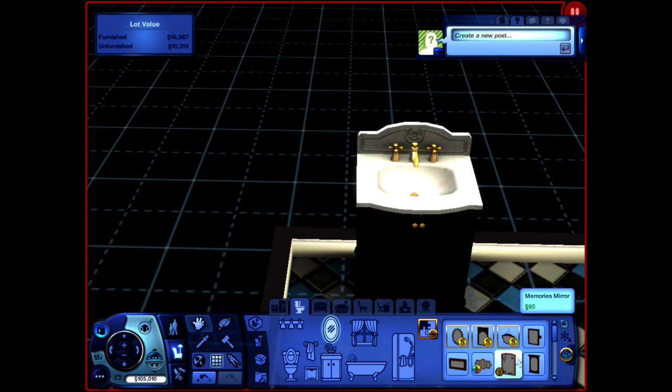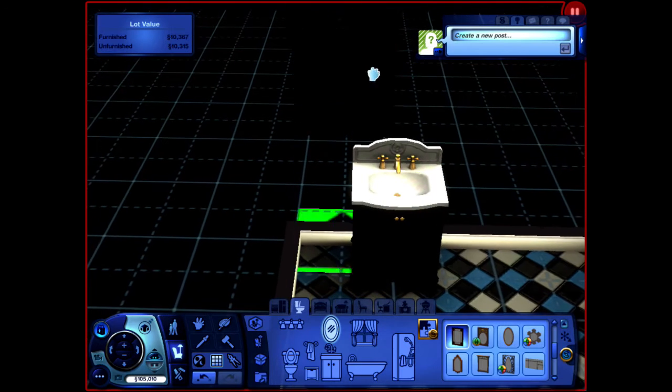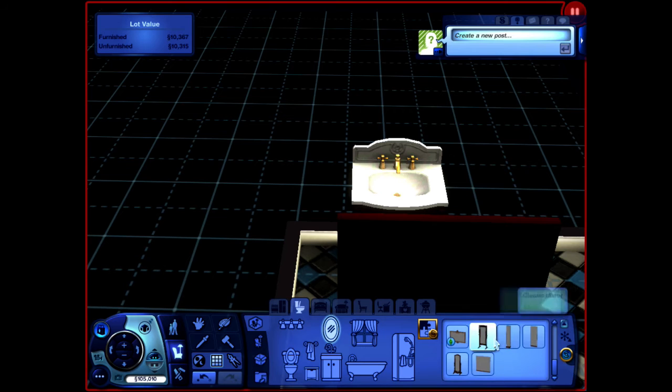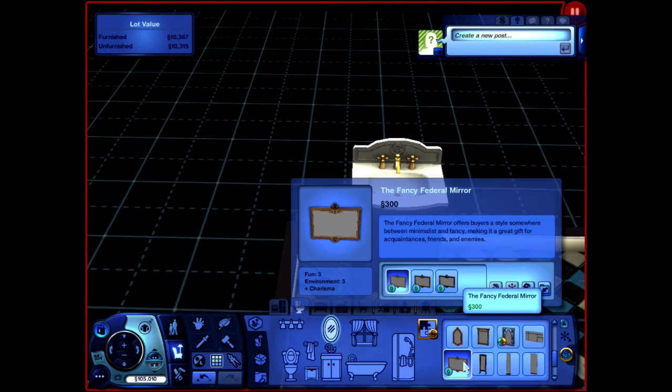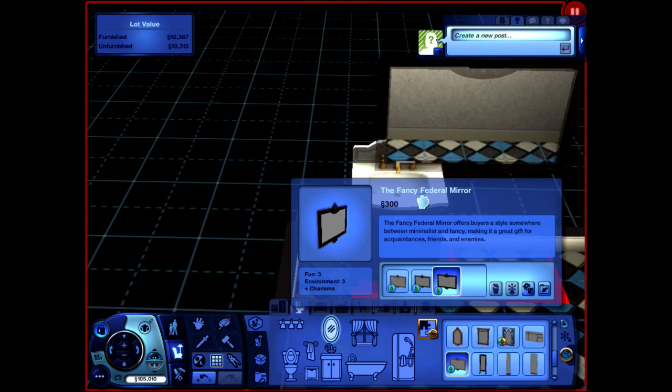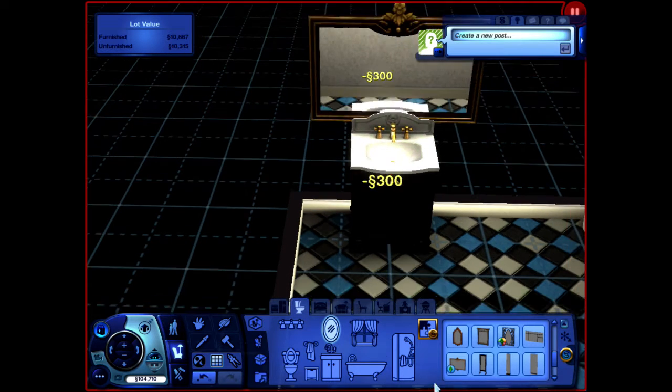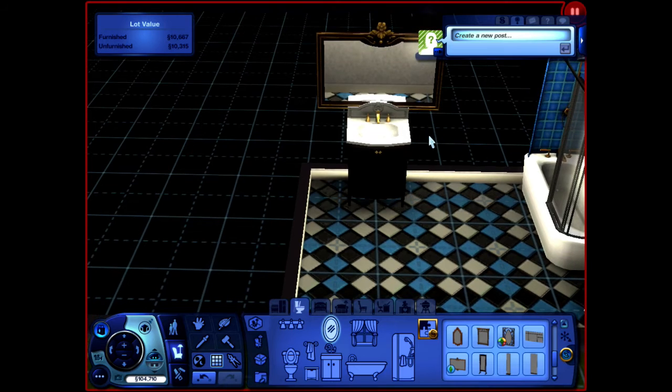Let's go ahead and add a mirror to that. I kind of like this one. It matches. No, I don't like it anymore, actually. How about this guy? Okay, that's nice. Very nice. So we added a mirror. Okay, sink, cabinet, mirror. We have already placed all those.